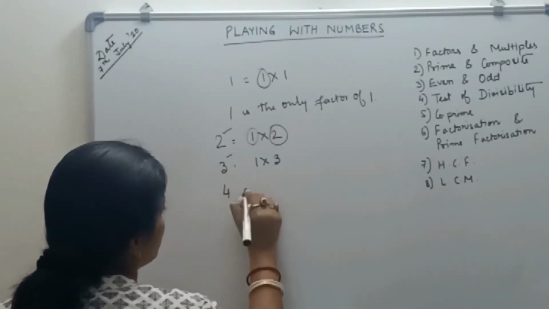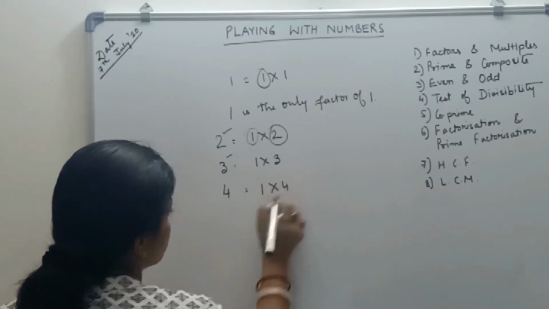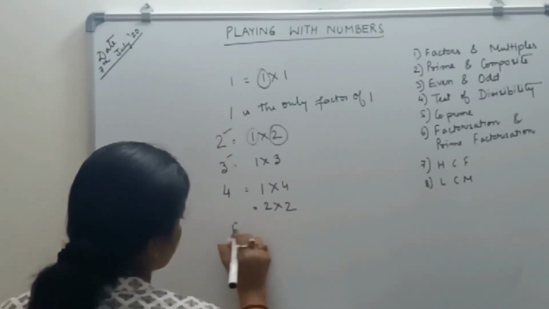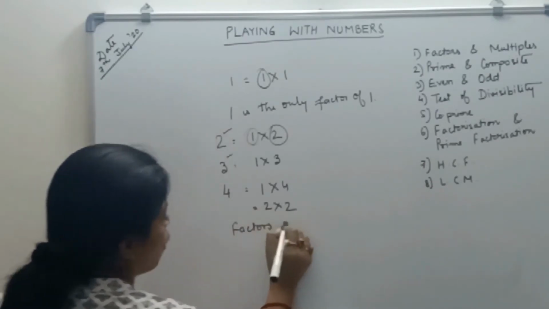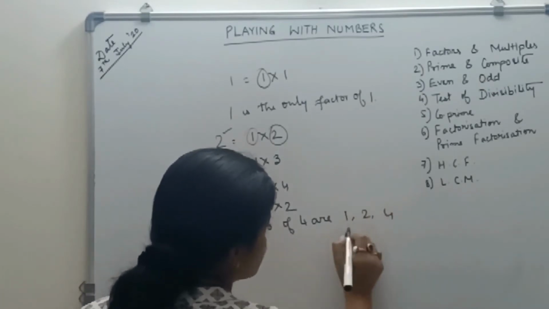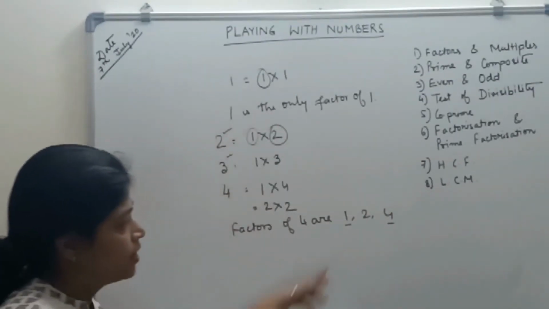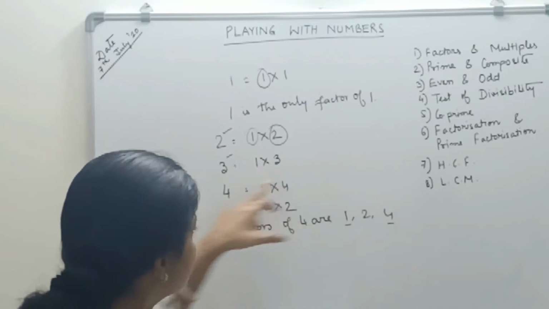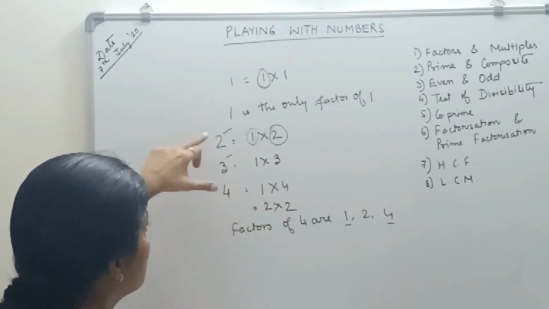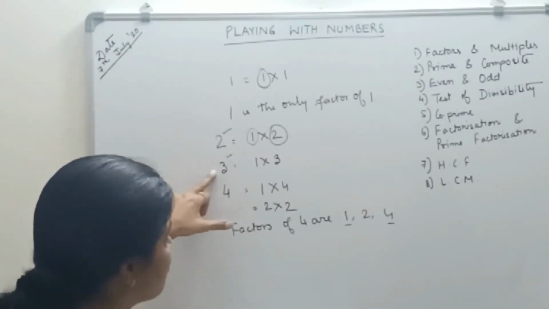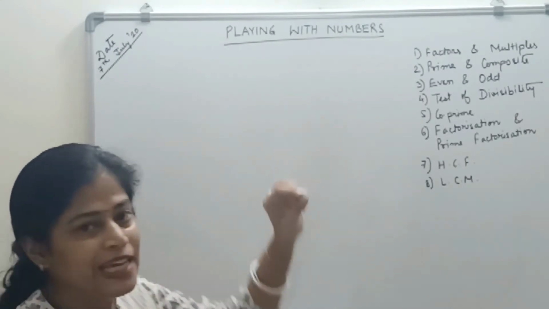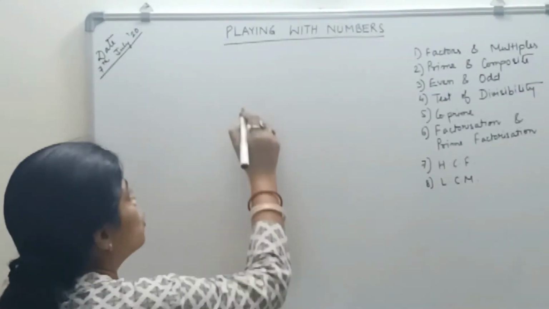But for 4, what are the factors? 1 into 4 is 4, 2 into 2 is 4. So the factors of 4 are 1, 2 and 4. So, more than 2 factors. If there are more than 2 factors, then this is a composite number. So 4 is a composite number, but 2 and 3 are prime numbers and 1 is neither prime nor composite. The only even number which is prime is 2.